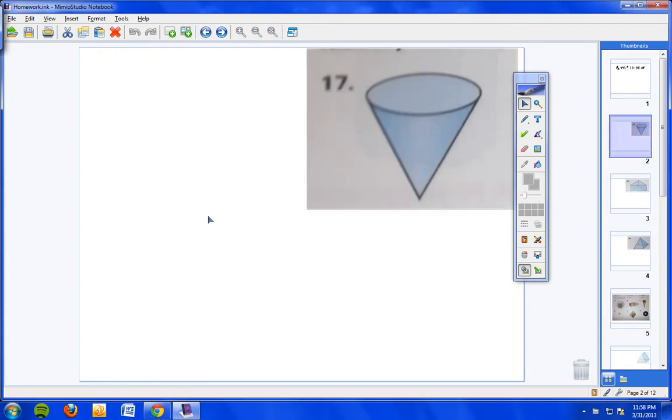Okay, number 17, 18, and 19, tell whether you have a polyhedron, and if so, tell the name. Well, no, this is not a polyhedron, because a polyhedron is a solid made up of polygons, and this round circular face right here is not a polygon, so no. Moving on to number 18.